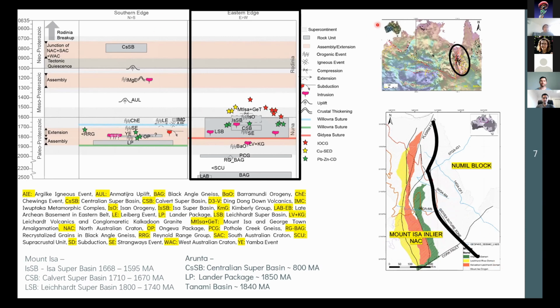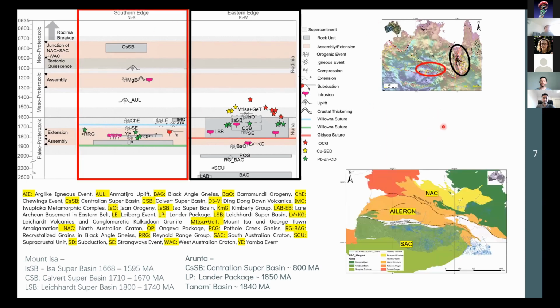The other margin that we mentioned is Arunta in the south. Arunta is less mineralized than Mount Isa. And we have 3 major sites: the northern part of Arunta, the central part, and the southern part. And there are 2 major sutures identified in the area. We have Varumpi, where Varumpi collided with the NAC, which is a much younger terrane. And we also have Villora on this side, where Aileron and Devonport collided with each other.